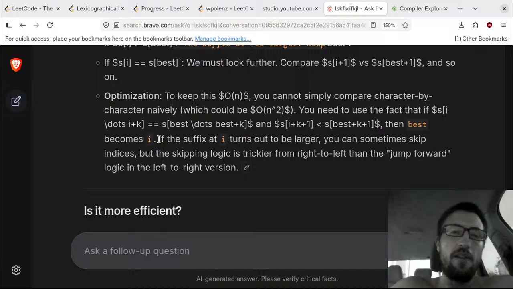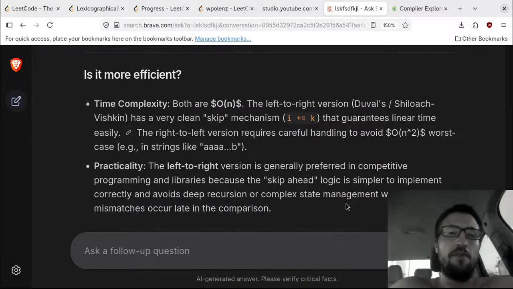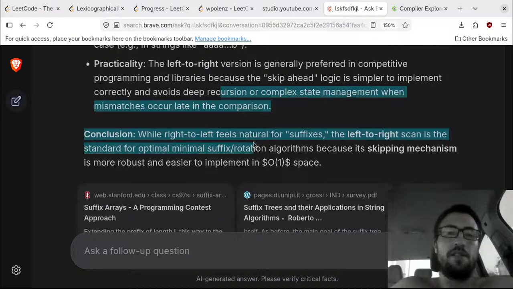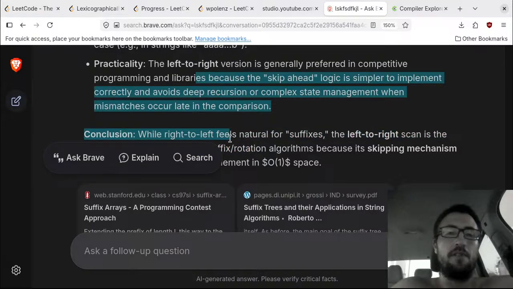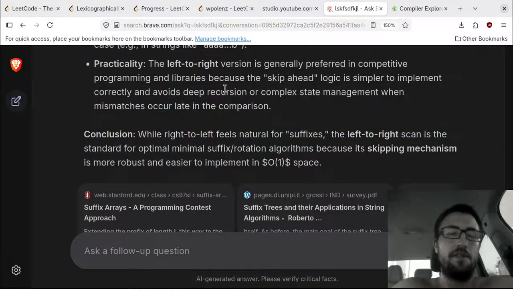If the suffix at i turns out to be larger, you can sometimes skip indices, but the skipping logic is trickier from right to left than the jump forward logic of the left to right version. They're both linear. The left to right version has a very clean skip mechanism that guarantees linear time. The right to left version requires careful handling to avoid quadratic worst cases. The left to right is generally preferred because the skip ahead is simpler to implement and avoids complex state management when mismatches occur late in the comparison. Right to left feels natural for suffixes, but the left to right scan is the standard approach.